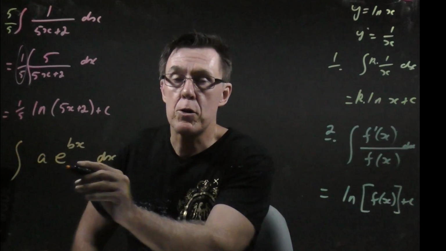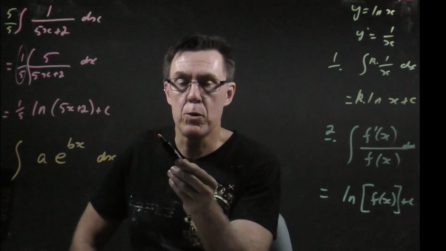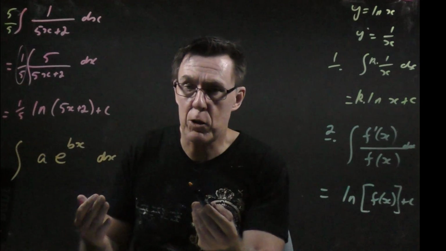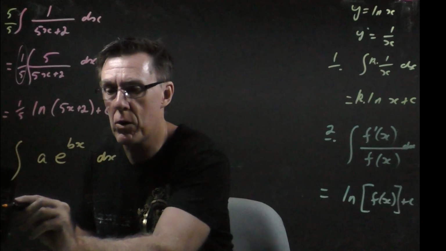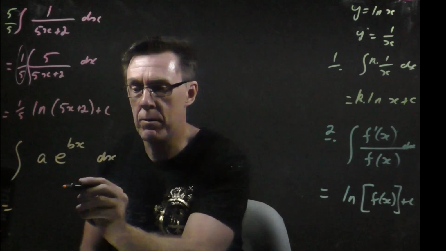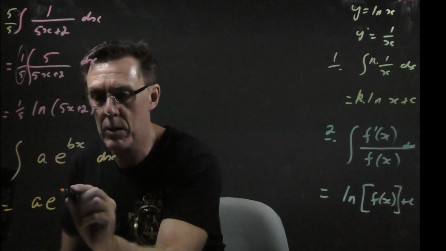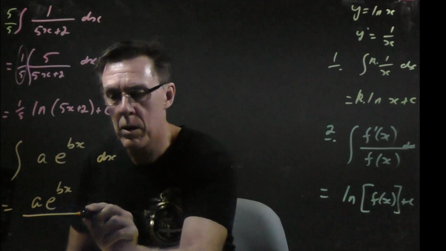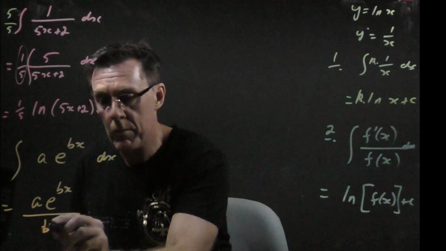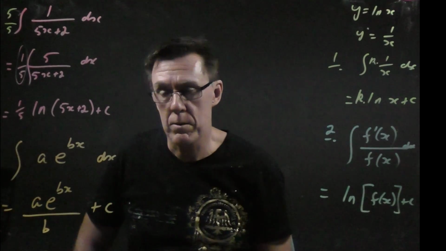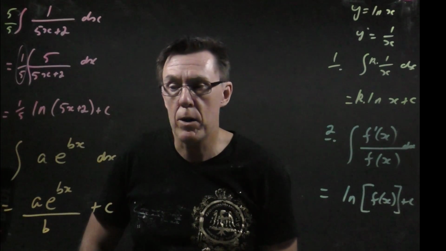Now here is an exponential. We know that exponentials, when you derive them, give themselves. So when they integrate, they must also give themselves. So the rule here is the integral of a e to the bx will be a e to the bx all divided by b. Don't forget your plus c on the end. And that's another rule that you need to know for integration.